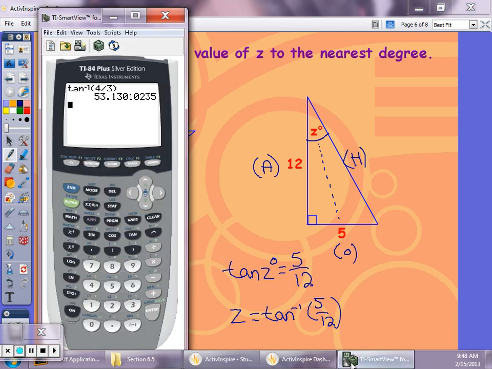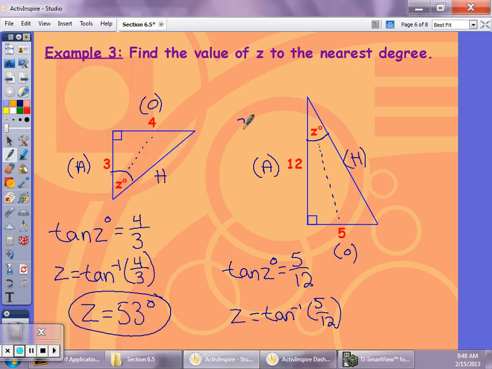So if we go into our calculator, we're going to bring up the inverse of tangent by hitting second tangent key, typing in our ratio of 5 divided by 12, and hitting enter. So now we know that Z to the nearest degree is going to be equal to about 23 degrees.